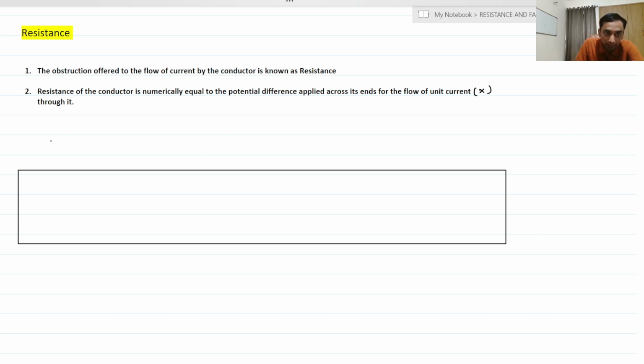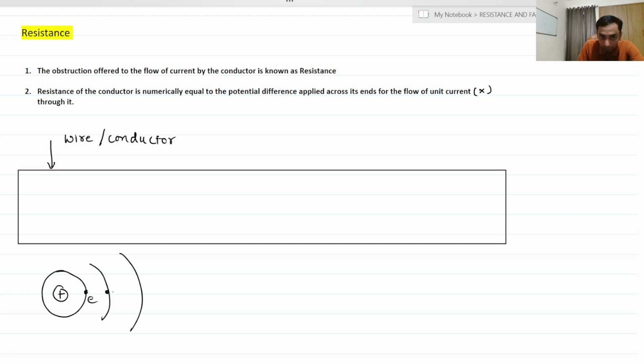But now consider that this is a wire or a conductor. This conductor is made up of atoms, and we know that atoms have a nucleus at the center, and then there are electrons encircling them in different orbits. So these are all the electrons in different orbits. Let me call this orbit number 1 and orbit number 2, and this is the outermost orbit, or the valence orbit, valence shell you may also say.